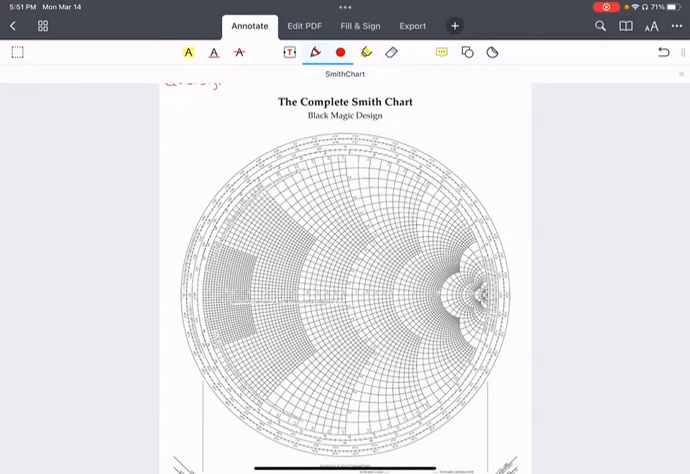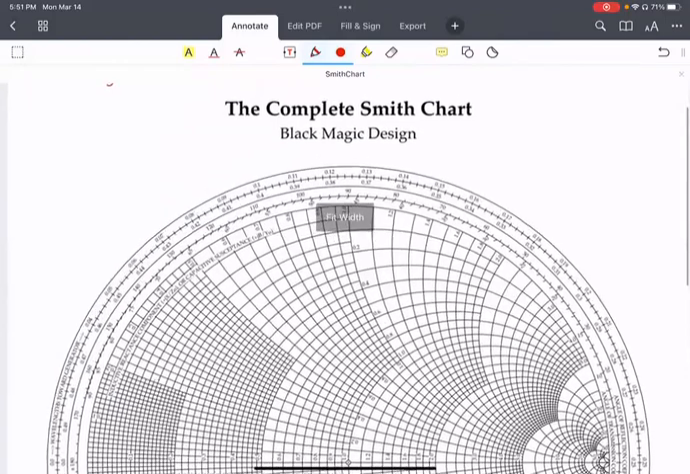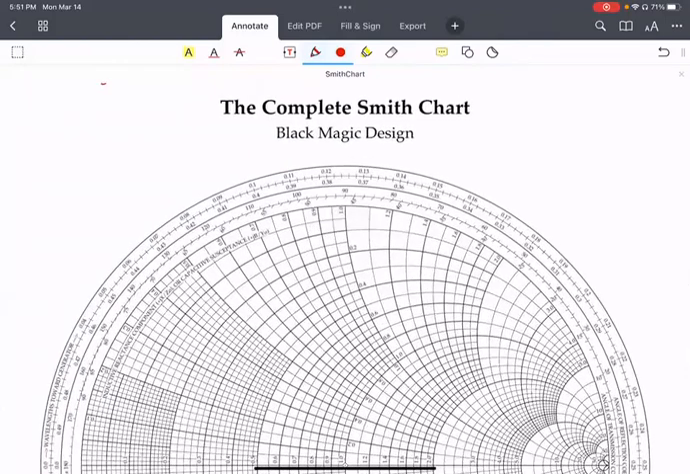Exactly. So the real part is always a positive number because it represents essentially a resistance. The imaginary part can be positive or negative. If it's positive, you are in the upper half of the Smith chart. If it's negative, you are in the lower half. Okay. So where am I going to look for the numbers? I'm going to zoom into the top half because that's what I'm interested in. I've eliminated the bottom half.